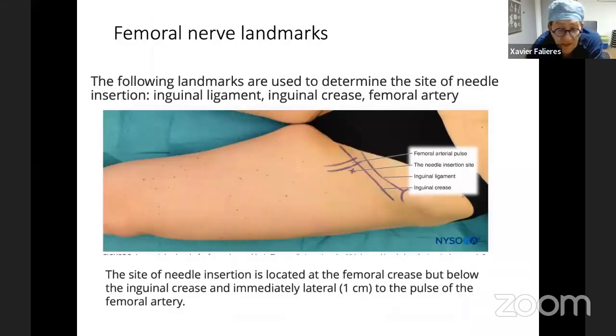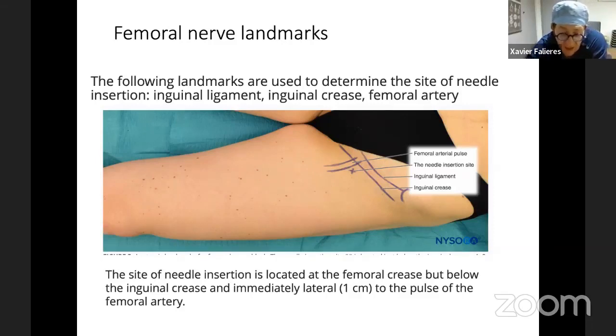The landmarks: you can give it very easily with paresthesia, just by localizing the femoral artery. The needle will be 1 centimeter at the lateral side of the artery and 1 centimeter under the inguinal ligament. And the patient will feel some paresthesia in the knee, in the patella. When you have a neurostimulator, you will see the dancing patella, which is the good sign of the good position of the needle.